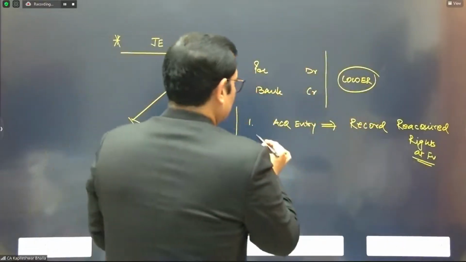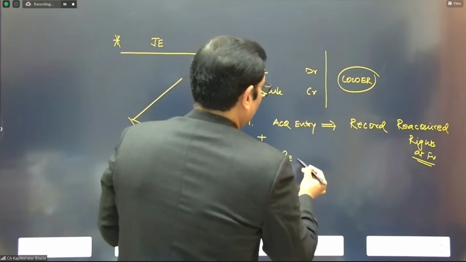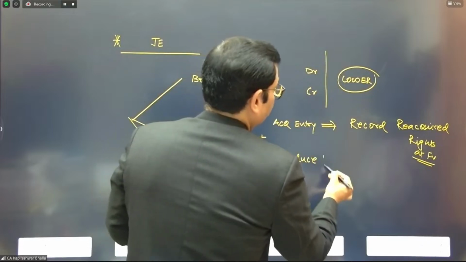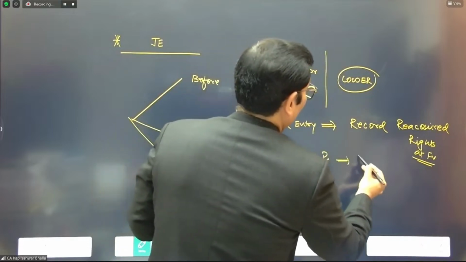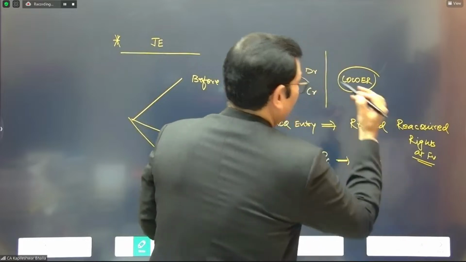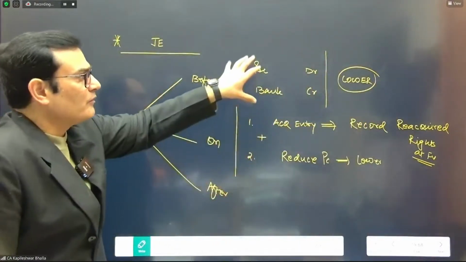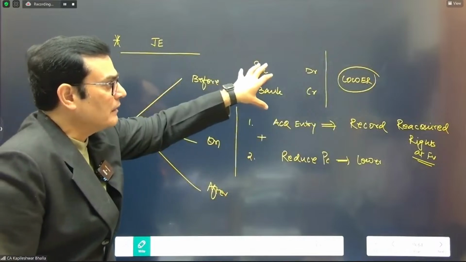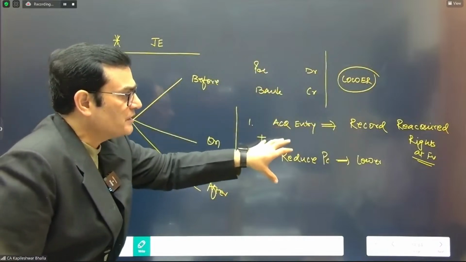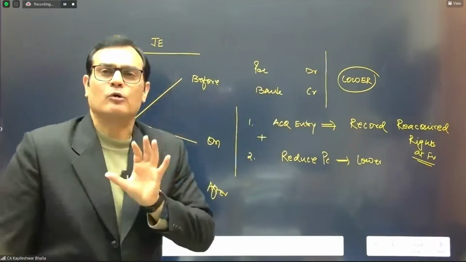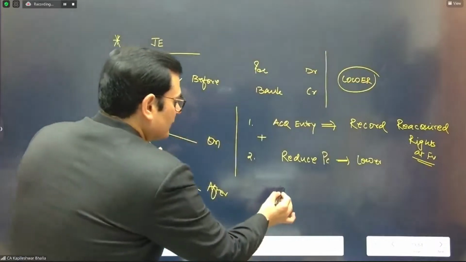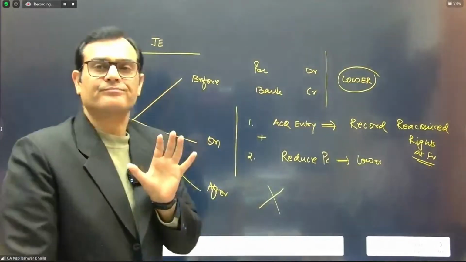Second, you need to reduce the purchase consideration by the lower of the amount computed above. So you need to reduce the PC as well. Whatever amount is paid as a penalty will be reduced from the purchase consideration, and the reacquired rights will be recorded. And nothing is to be done post-acquisition.